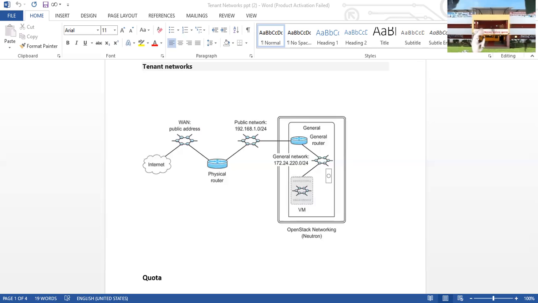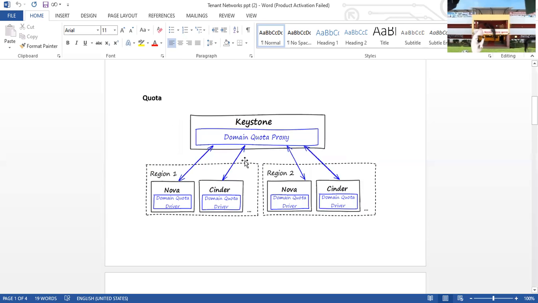So here in this diagram, you can see Keystone is there, with the domain quota proxy. You have Nova and Cinder. Here the domain quota driver is there. Region 1 and Region 2. Keystone is divided into two parts, Region 1 and Region 2.